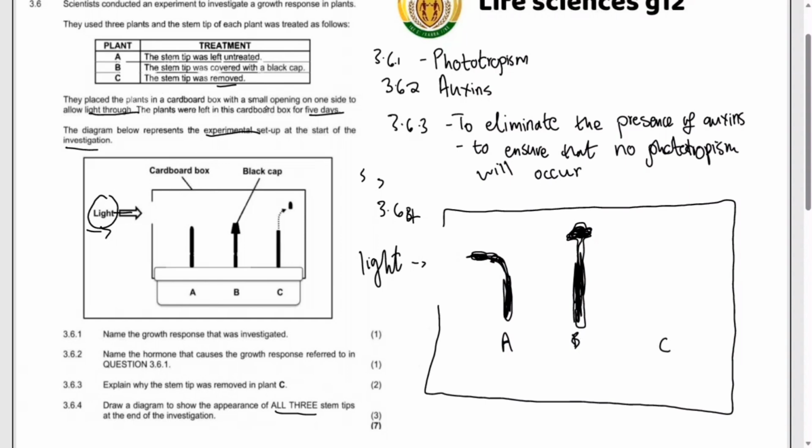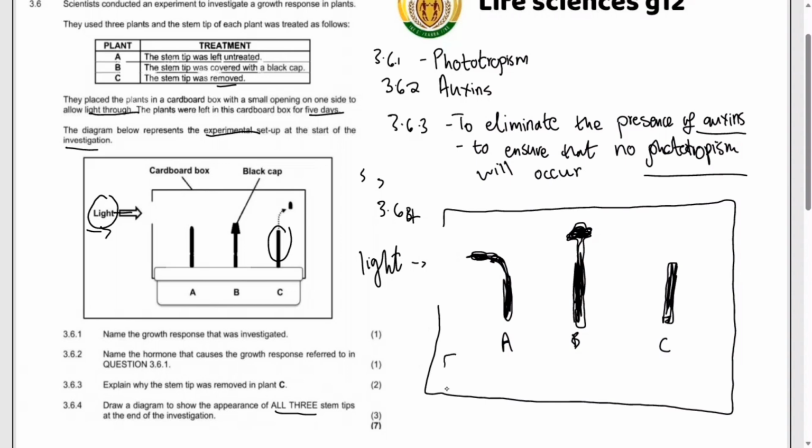Therefore, you go to C. Remember, they said the stem tip was removed. We have eliminated the auxins, so there is no phototropism. This one will just remain the way it is. There will be no upward growth. There will be no bending. It will just remain the way it is.